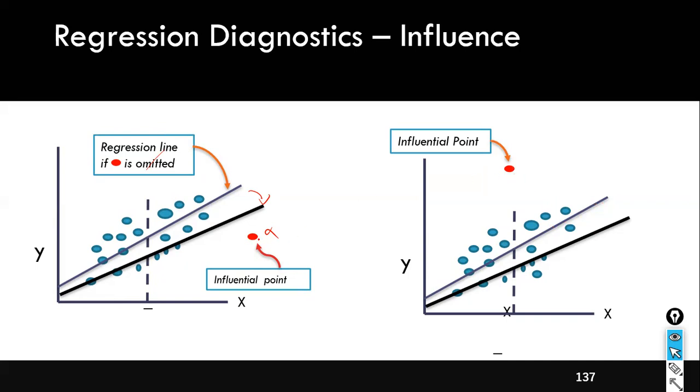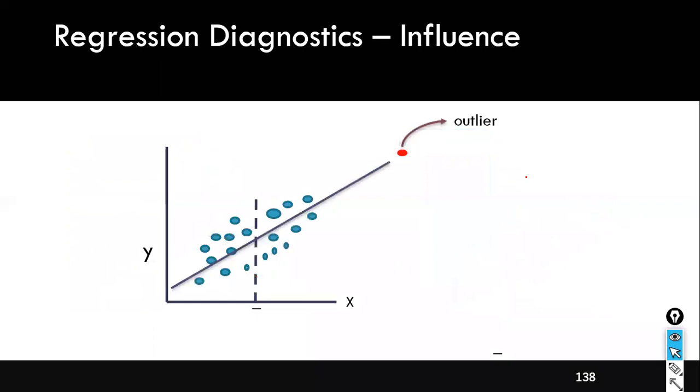If you have some outlier here, even this one is influencing your best fit line. Even this outlier is influencing your best fit line. Instead of drawing the best fit line somewhere here, it is pulling the line towards this one, and all of these are called influential points.